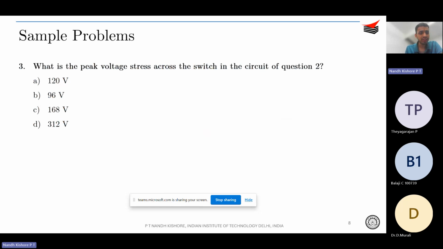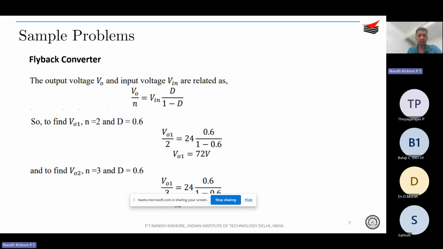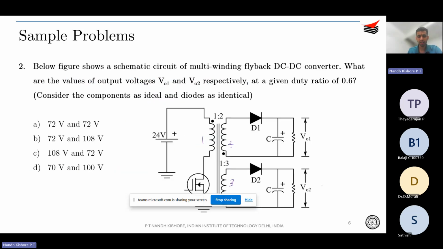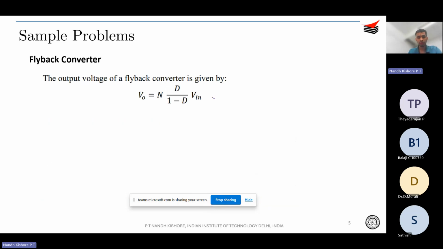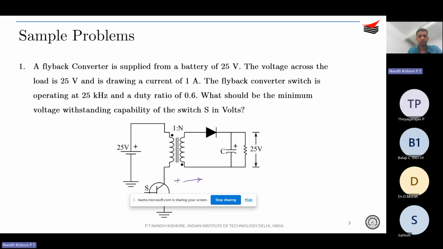Now the next part is, what is the peak voltage stress across the switch in the circuit of question 2? So what is the peak voltage across the switch? This is your switch over here, correct? They are asking what is the peak voltage stress across the device. This was something that was asked in the first problem as well. What is the blocking voltage across this device? What should be the minimum voltage withstanding capability of the device?